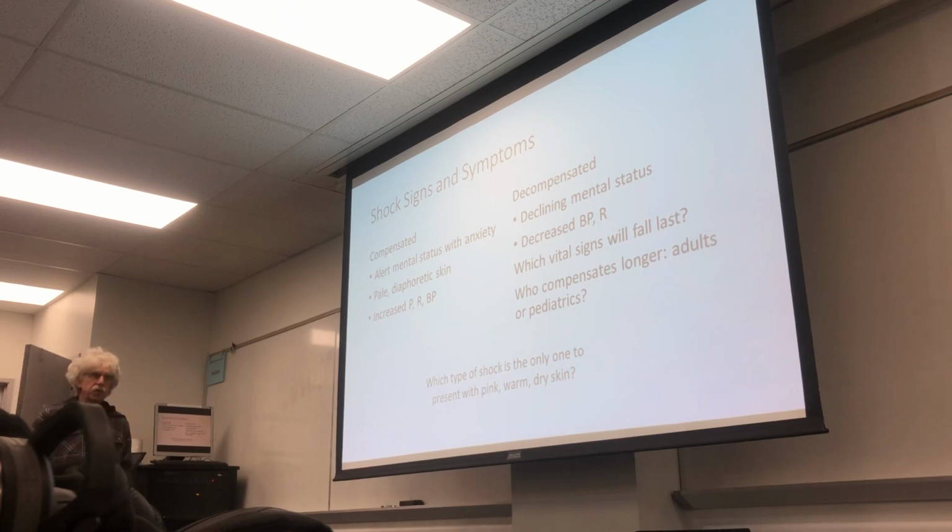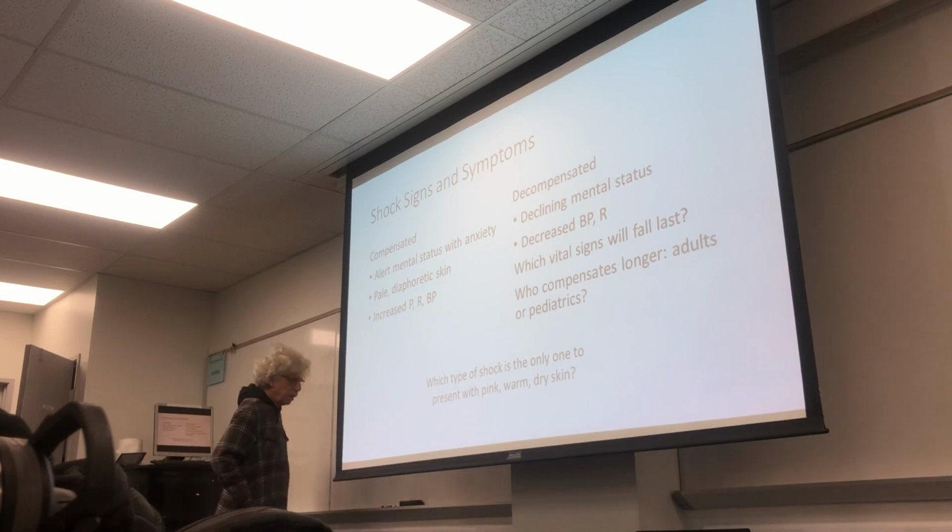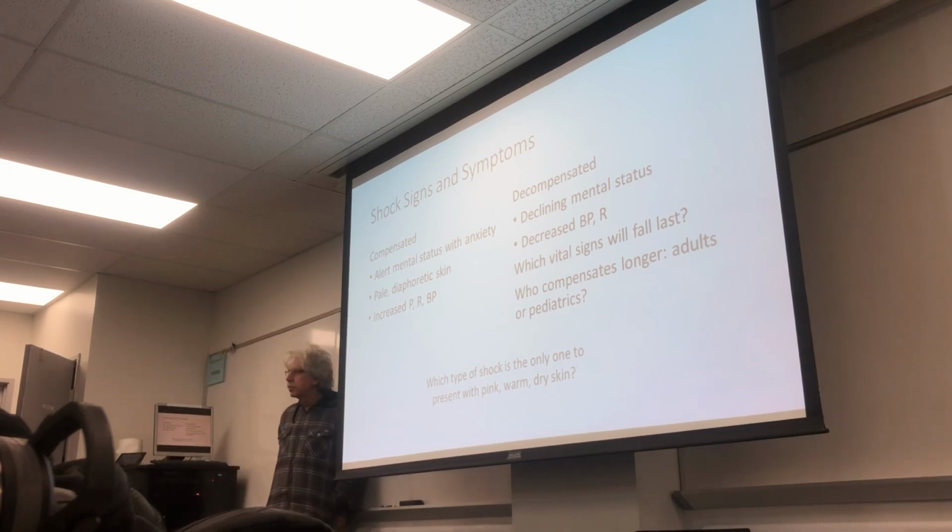If we do look at shock, there is one flavor of shock that usually results or may result in warm, pink, dry skin. Neurogenic. You got it, neurogenic. We would normally expect to see pale, cool, clammy skin in all the other forms of shock.